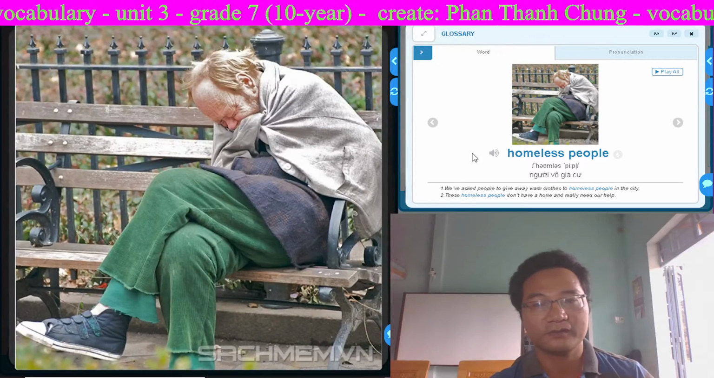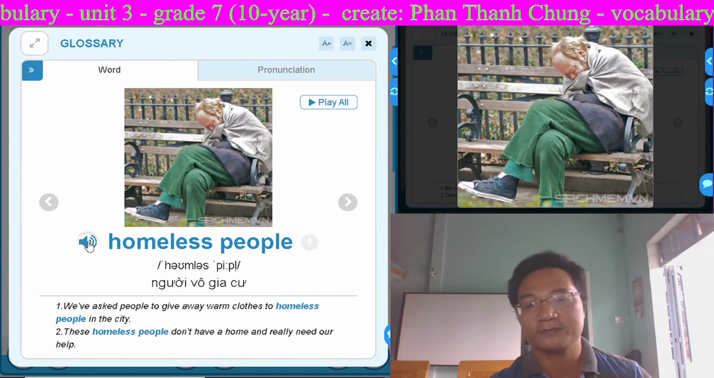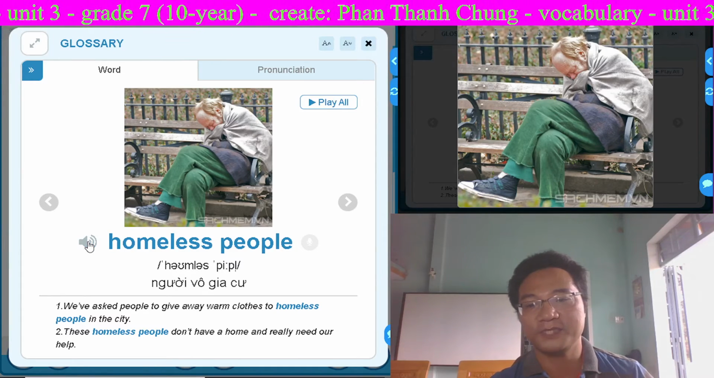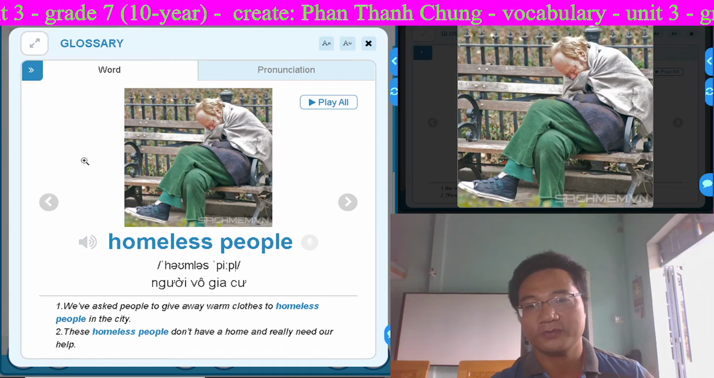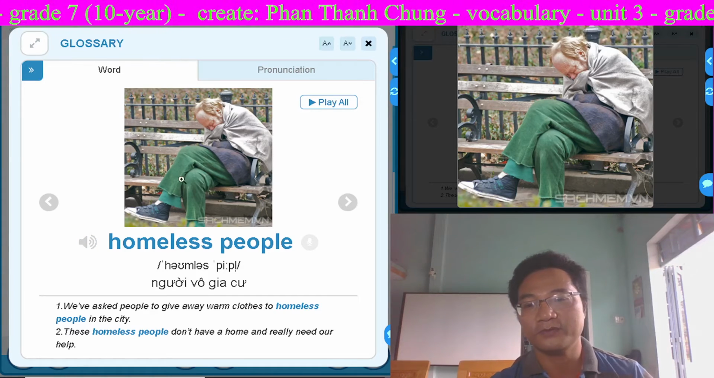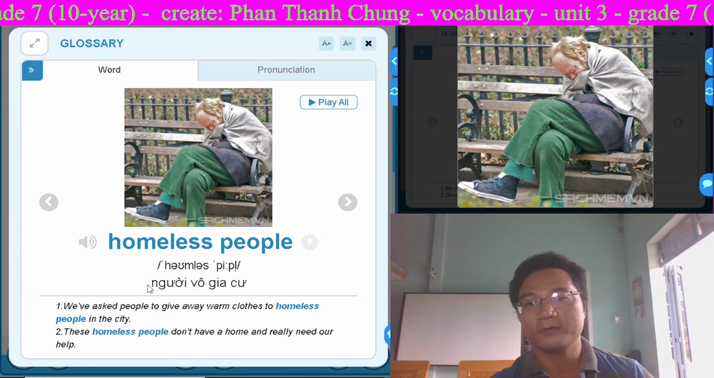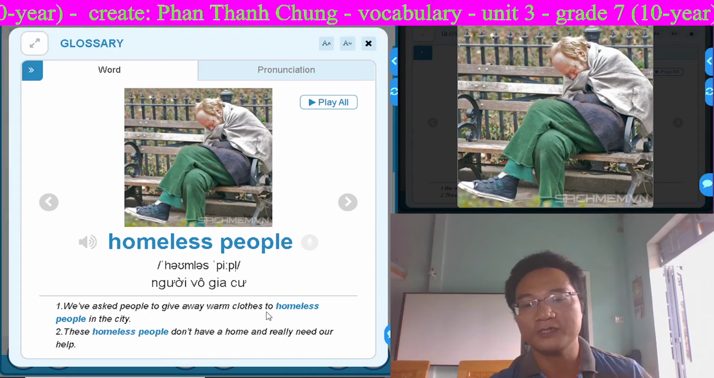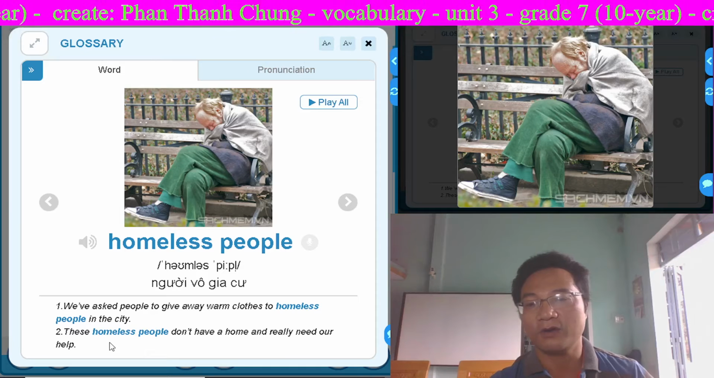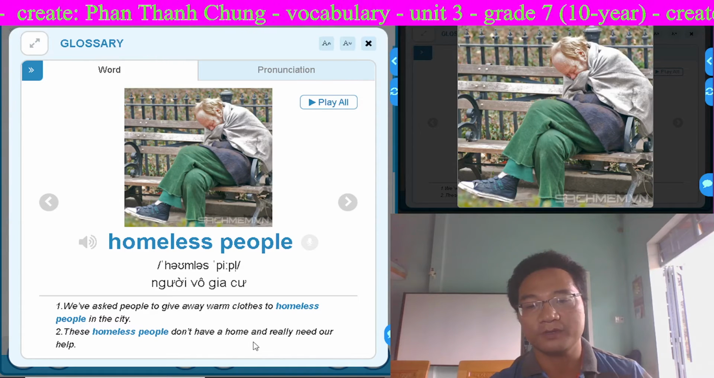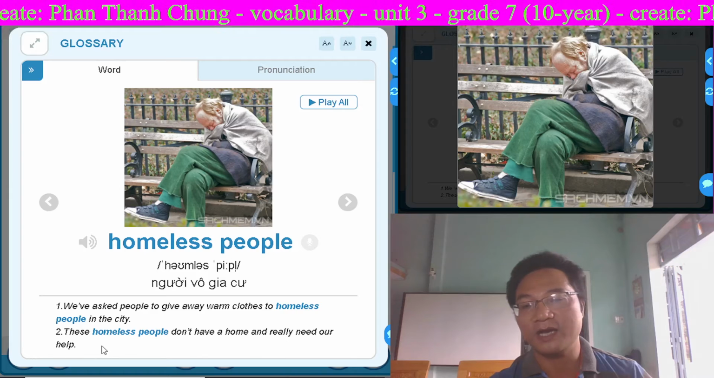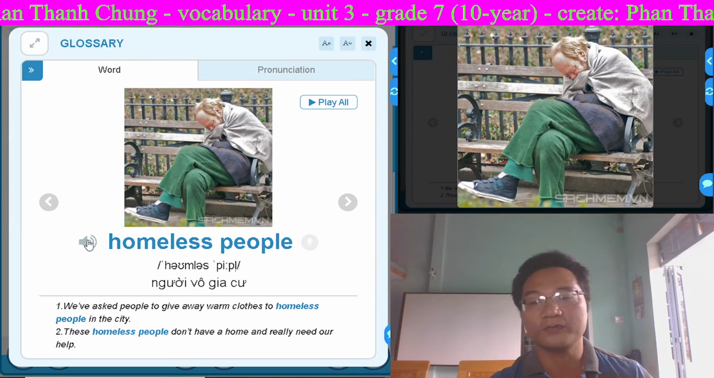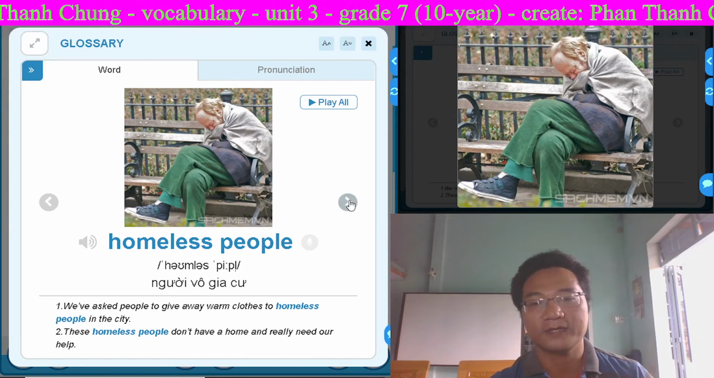Look at the picture and listen. Homeless people. Người vô gia cư. You look at example. We will ask people to give away warm clothes to homeless people in the city. Or the homeless people don't have a home or really need our help. So, homeless people, người vô gia cư. Okay, go on.